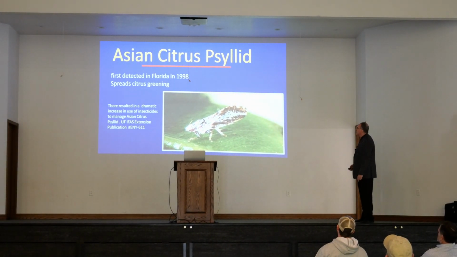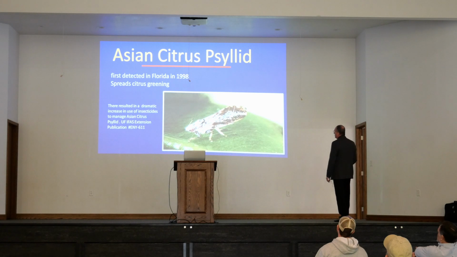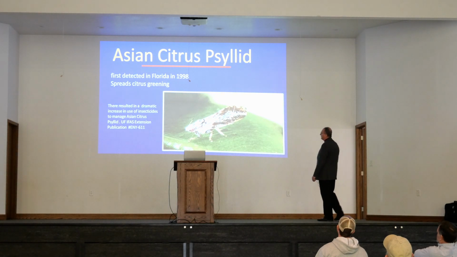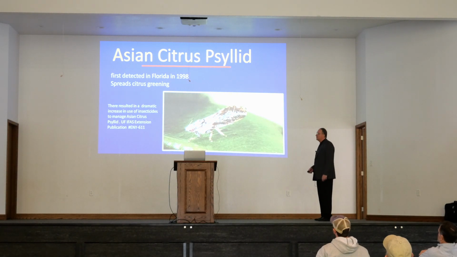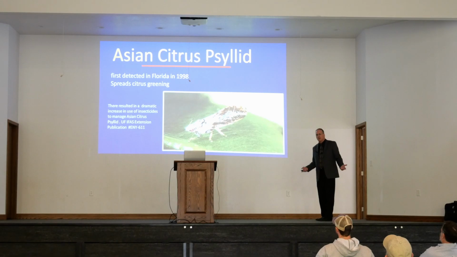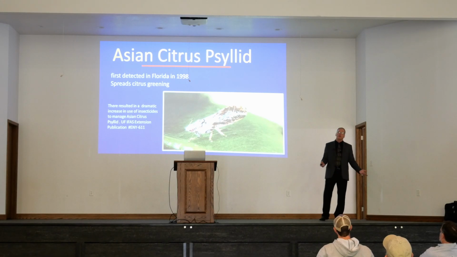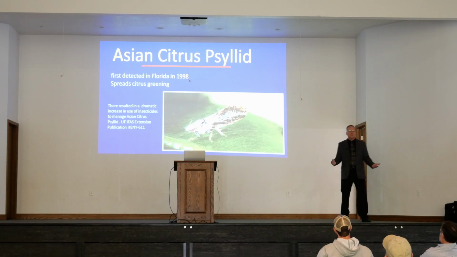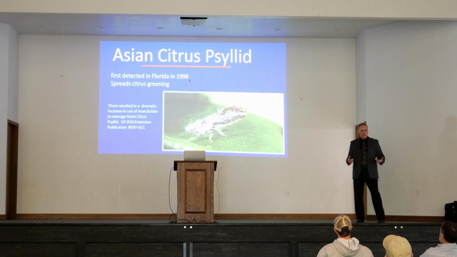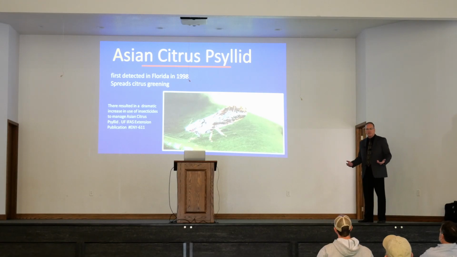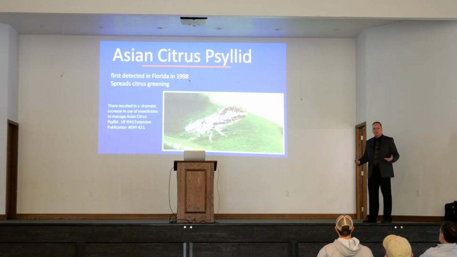Once the trees got weakened to this point, the Asian citrus psyllid moved in. First detected in Florida in 1998, and it spreads citrus greening. Maybe you've heard about it. It's been talked about a lot in the news. This was the insect that caused, and still causes, a lot of the citrus industry to cower in fear, because this insect has been contributing to citrus greening. It's not the insect that's doing the damage. It's the citrus greening that was doing the damage.